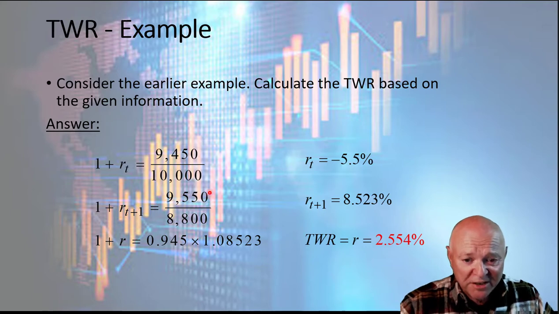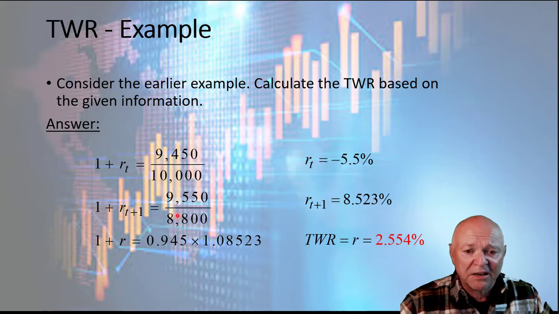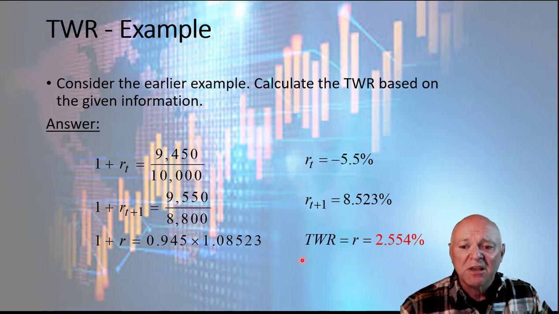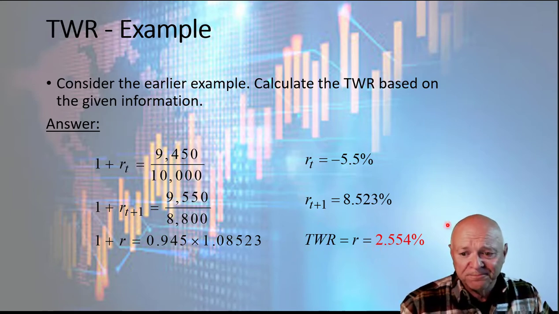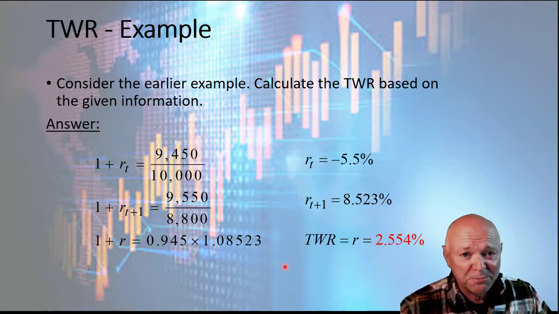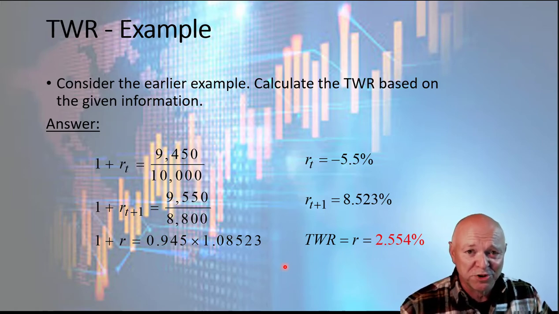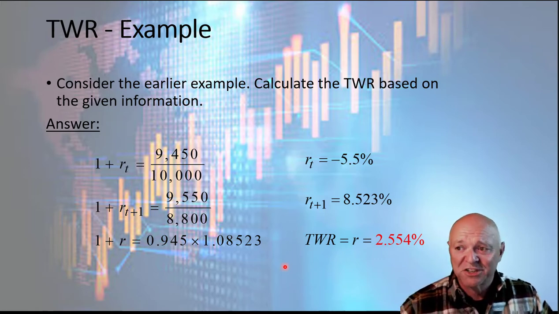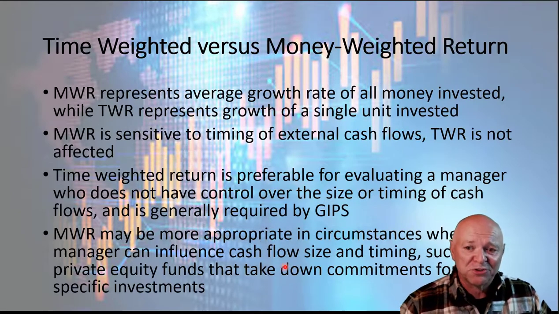Well, that's the end of our period cash flows, and that's the value of the beginning plus the 650, and that comes out to about 8.5%. So R sub t, 1 minus 5.5% comes out to 0.945 times 1.08523 gives us our total money-weighted return of 2.554%. So our fund manager did better than the investor did using the money-weighted return, and that's because the fund manager doesn't take account of the cash outflows.